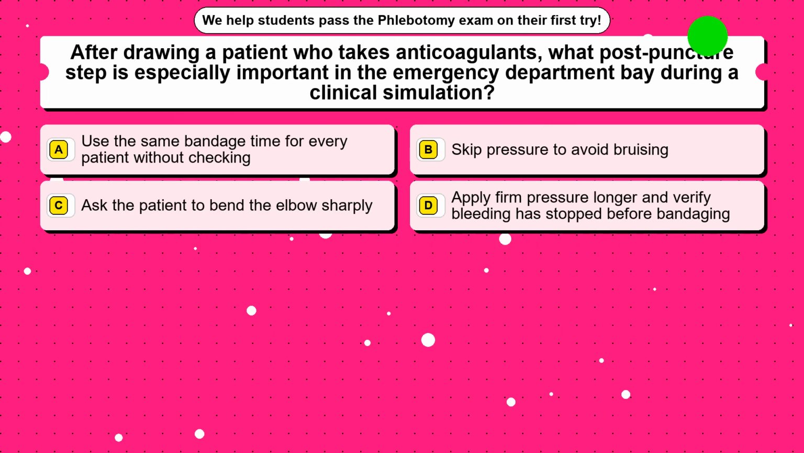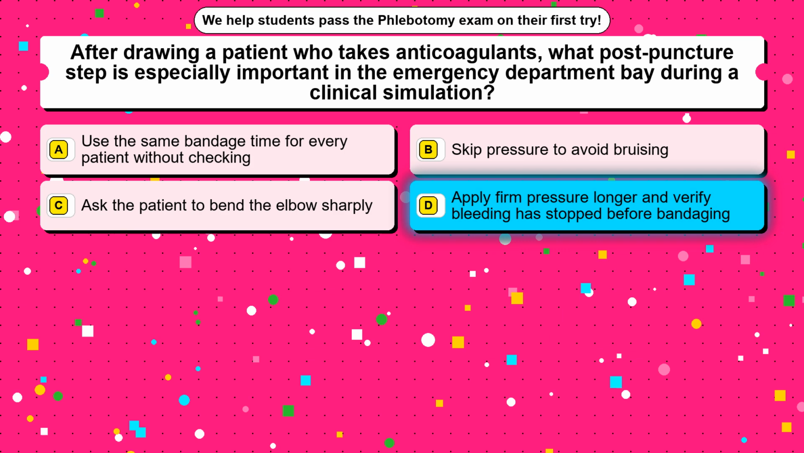Question 49. After drawing a patient who takes anticoagulants, what post-puncture step is especially important in the emergency department bay during a clinical simulation? Option A. Use the same bandage time for every patient without checking. Option B. Skip pressure to avoid bruising. Option C. Ask the patient to bend the elbow sharply. Option D. Apply firm pressure longer and verify bleeding has stopped before bandaging.